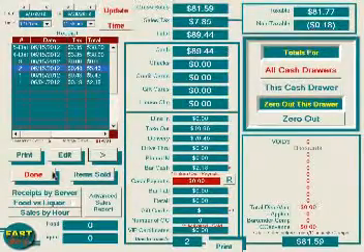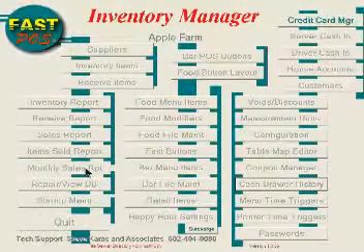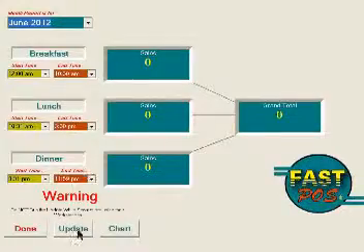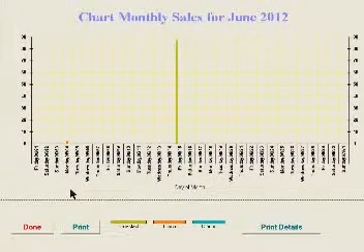This is a monthly sales report. This is real nice. It goes through, updates all our sales, and then charts it throughout the month. Shows you breakfast, lunch, and dinner.